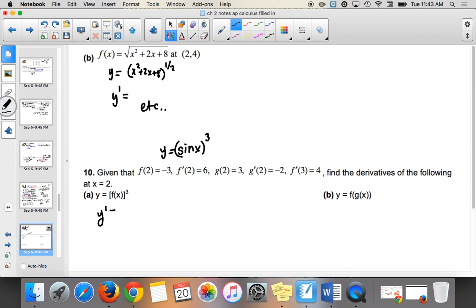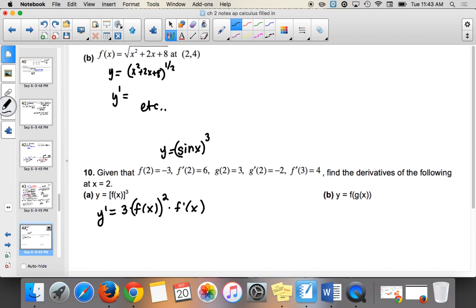So the derivative here is going to be 3 times f of x squared, right? So we kept the f of x exactly how it was, just like we kept sine exactly how it was, times the chain. So the derivative of the inside is going to be what? F prime of x. Do you guys see that?